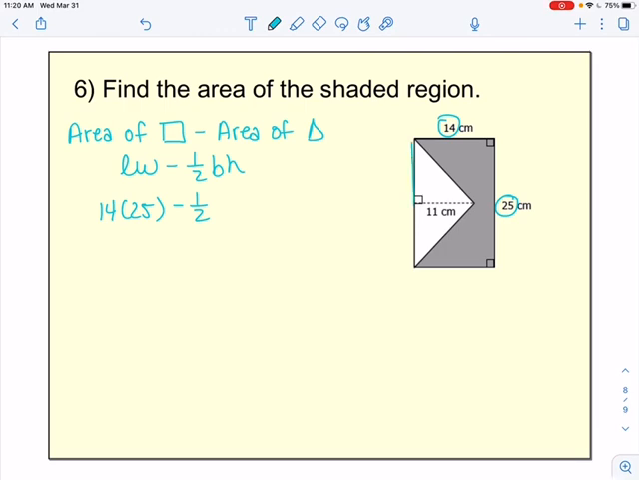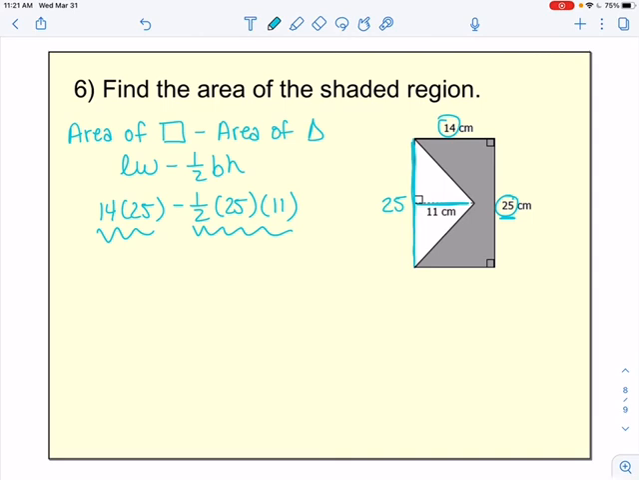The base of this triangle is this side, which is the opposite side of that 25 of that rectangle. So the base of your triangle is going to be 25. And again, height is perpendicular. So that piece is your height there of 11. So again, you have to do what's to the left and to the right of that subtraction sign before you actually subtract. You have to follow the order of operations.